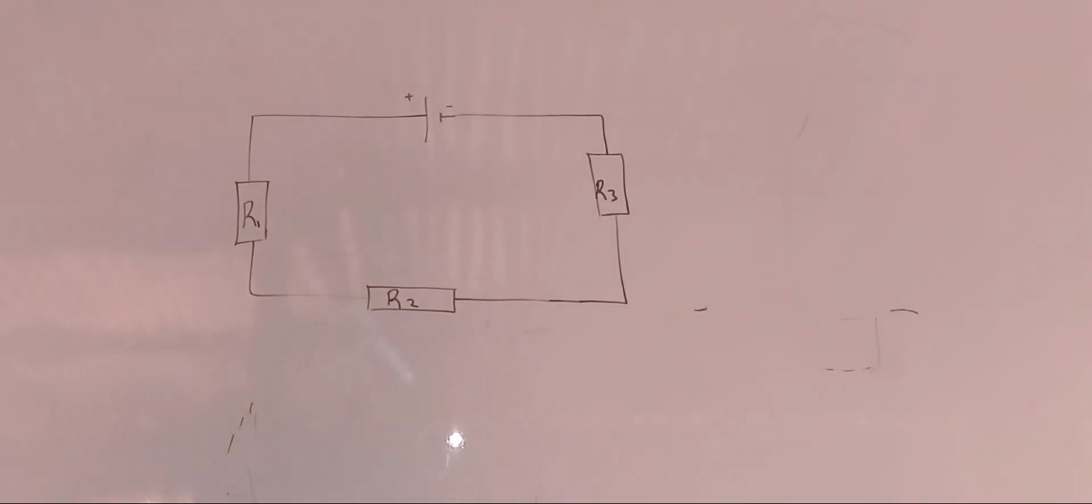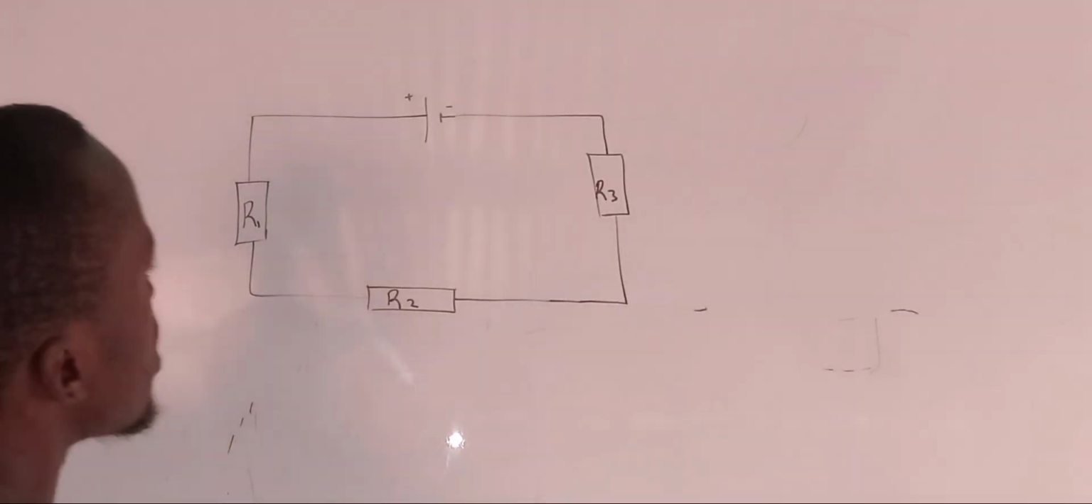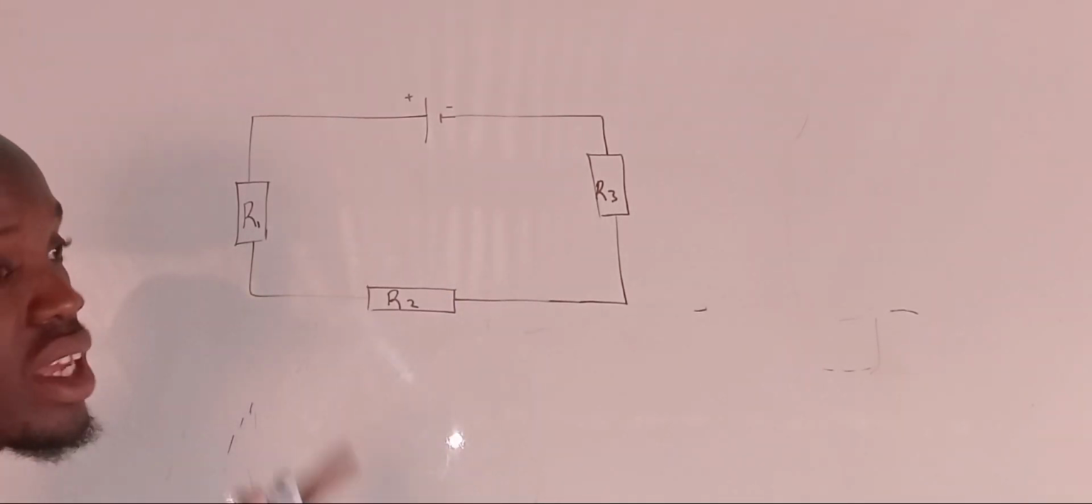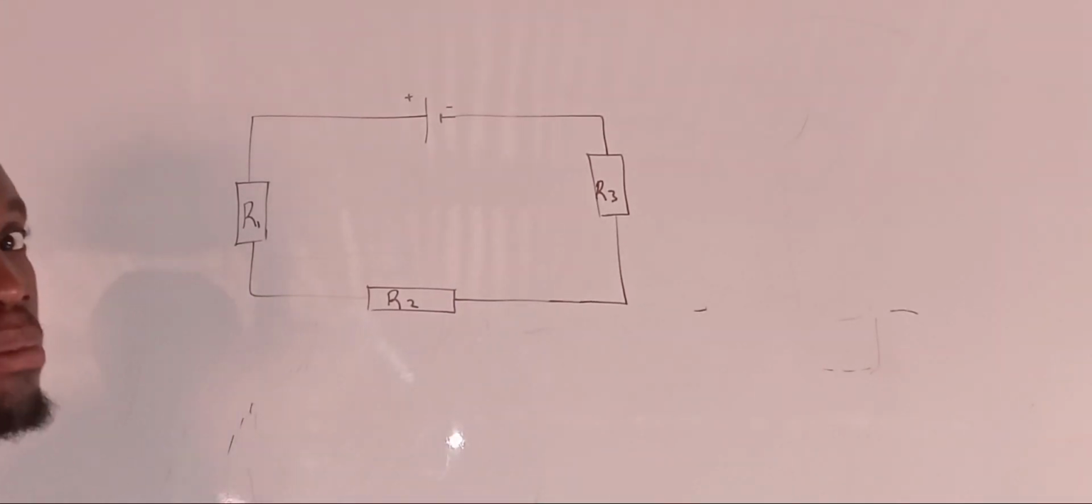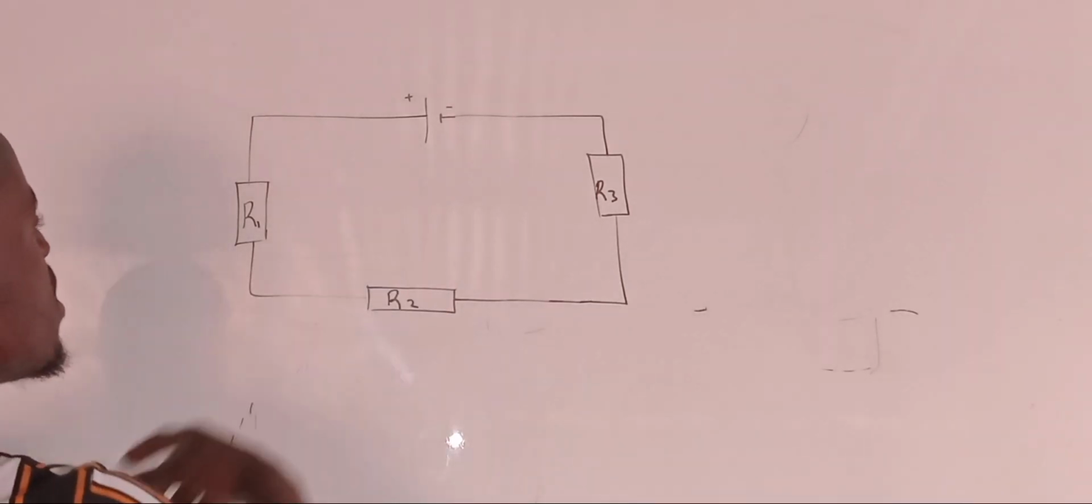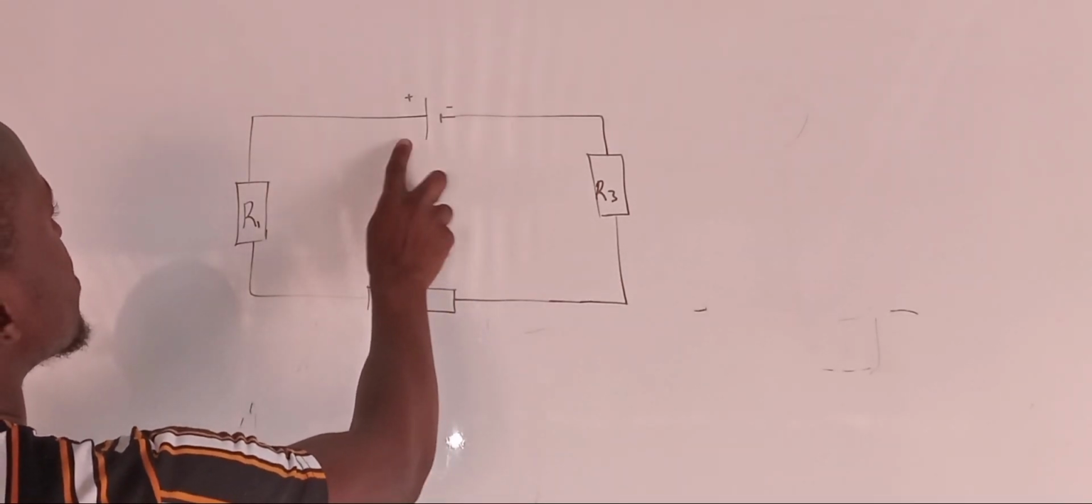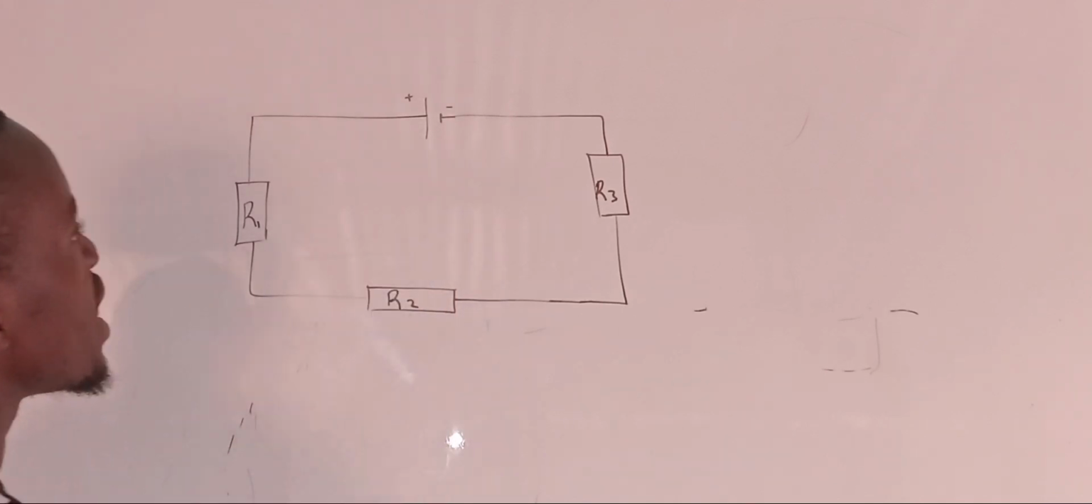The purpose of this lesson is to show you how to interpret the diagrams in differentiating or distinguishing if they are connected in series or in parallel. Okay, now we know that this is a what? This is a cell. We have a positive terminal as well as a negative terminal, and we have a current.